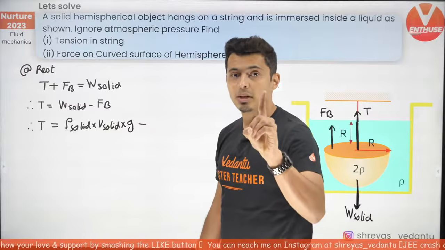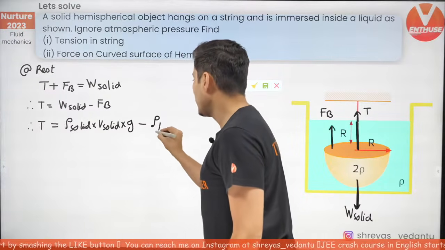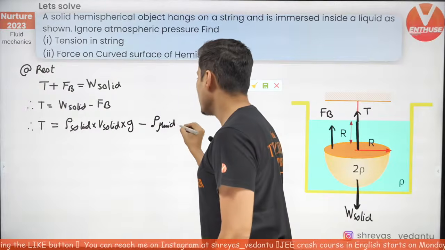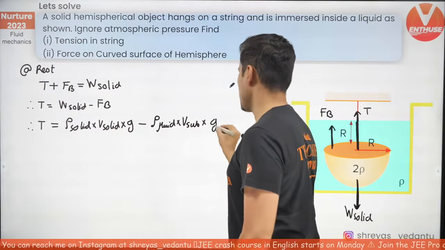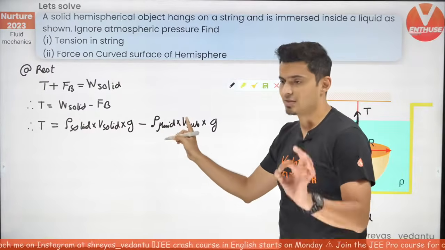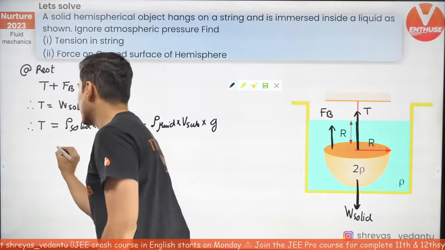What was buoyant force? I told you it is always density of fluid into volume which is submerged or displaced into g. That's all I have done. I have just used the formula, nothing great about it. Now just start substituting and see what you get.